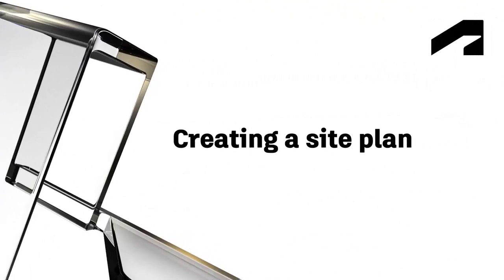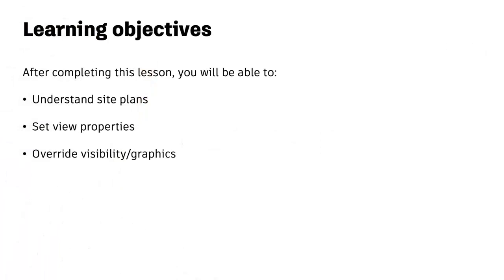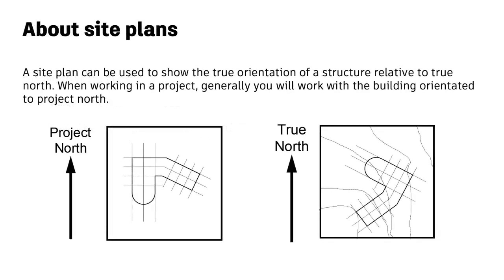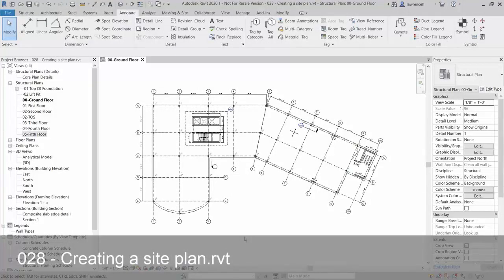After completing this lesson, you will be able to understand site plans, set view properties, and override visibility graphics. The objective domains covered are 4.1b, view properties, and 4.1c, visibility graphic overrides. A site plan can be used to show the true orientation of a structure relative to true north. When working with projects, generally you will work in the building orientated to the project north. The shared coordinates will be acquired from the Revit site file that contains the topography, the survey data, and other relevant civil structures. Go ahead and open up the model 028, creating a site plan.